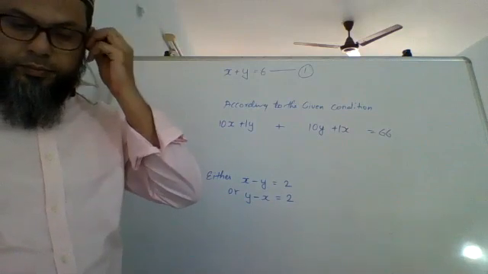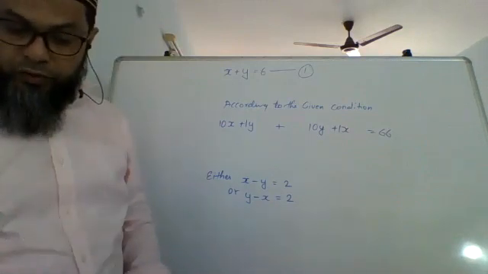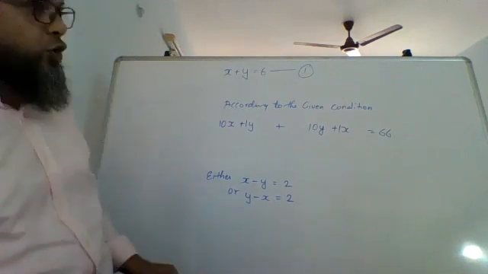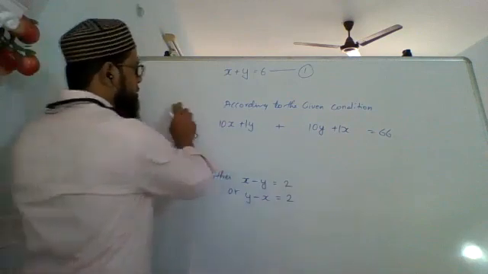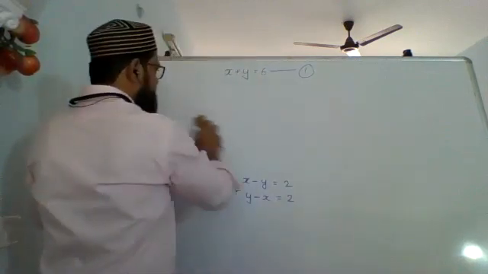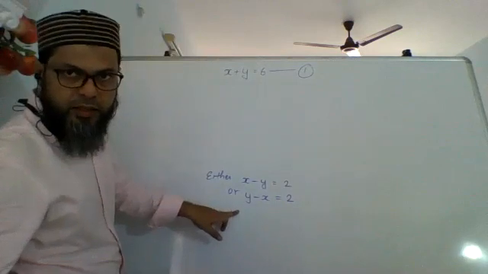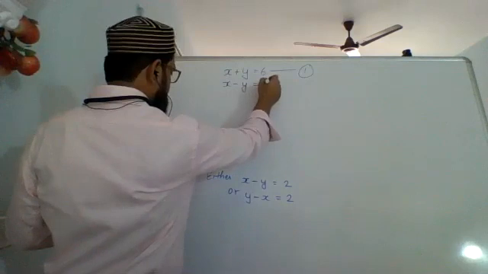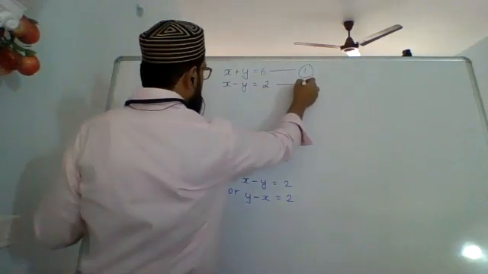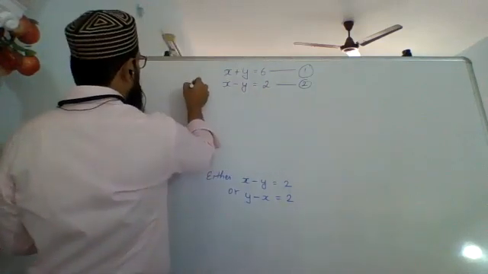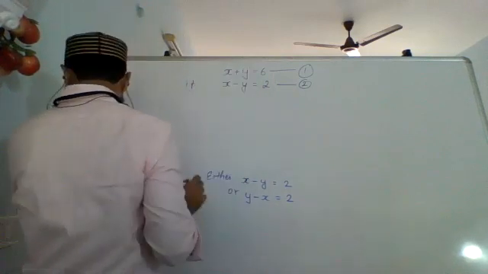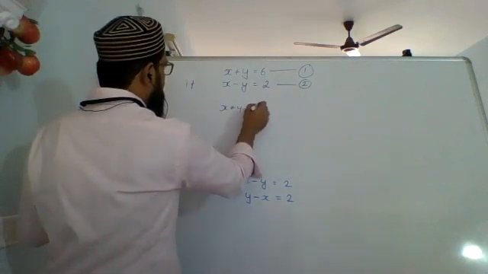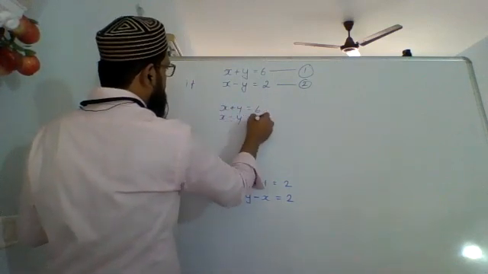Okay. Now we are going to solve with both the cases. This was your first equation. Second, let's take x minus y equals 2. So we get x plus y equals 6, x minus y equals 2.